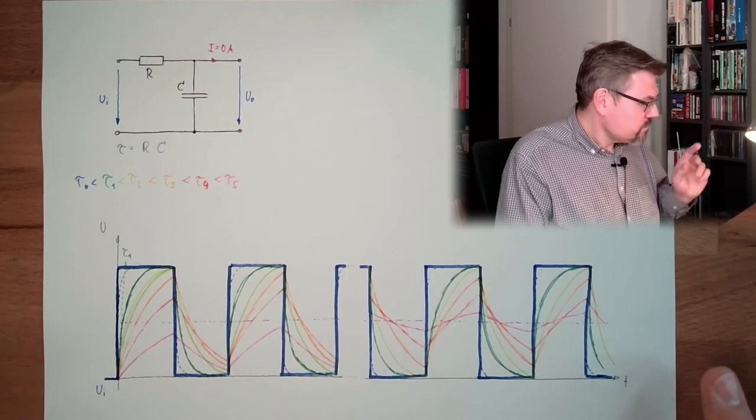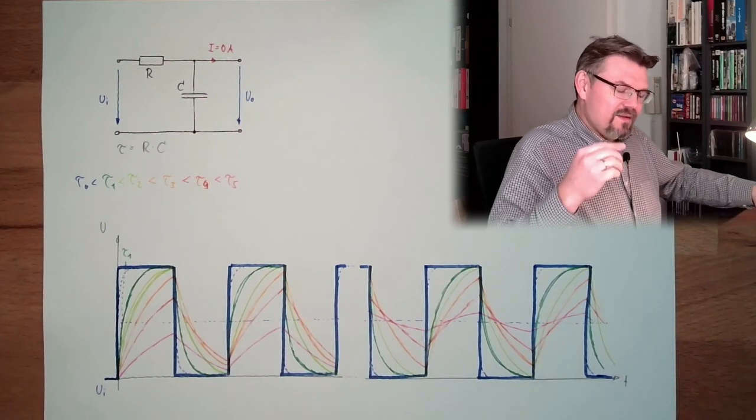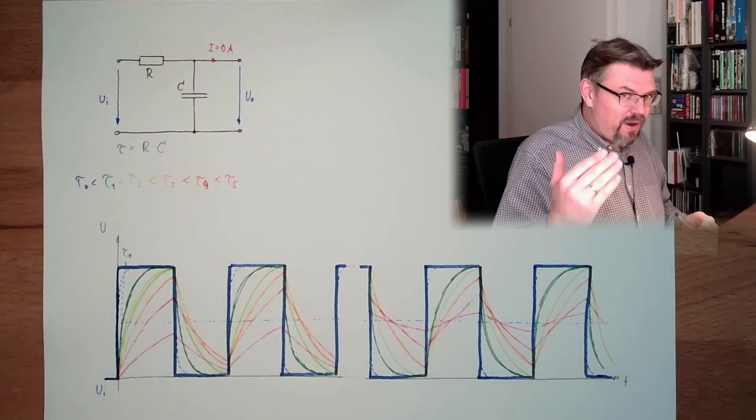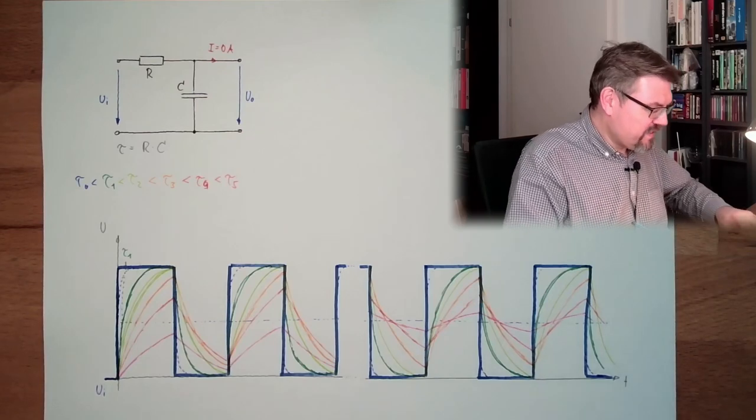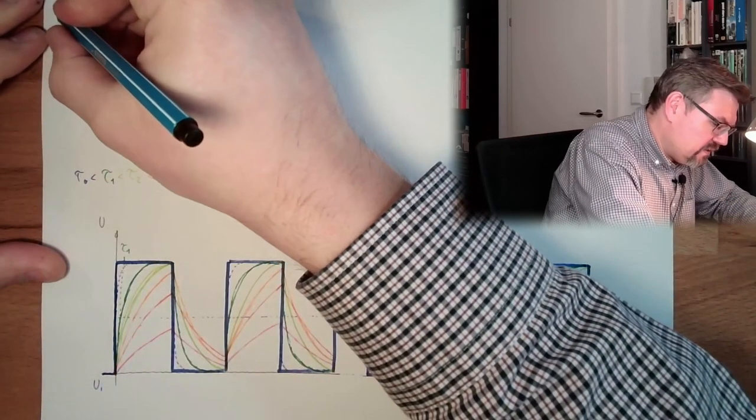And high frequencies, in the end, they are just only the average value. Yeah? This is why low frequencies may pass, high frequencies are leveled. Okay, this is why this is called a low pass filter.